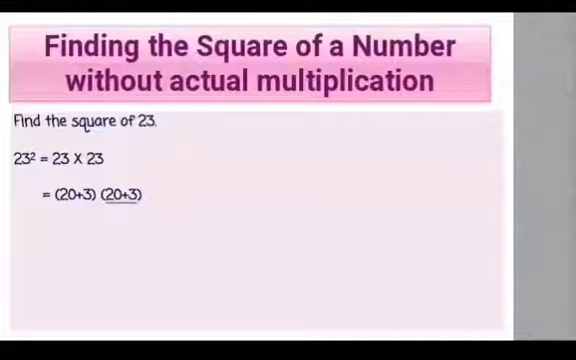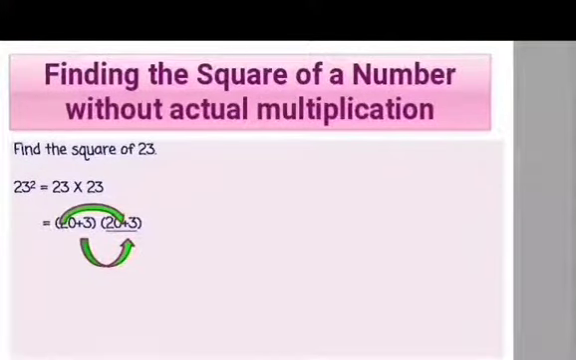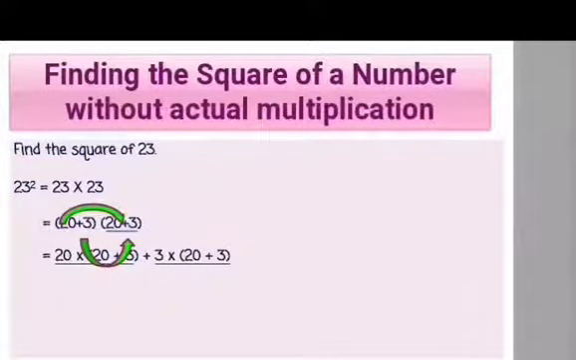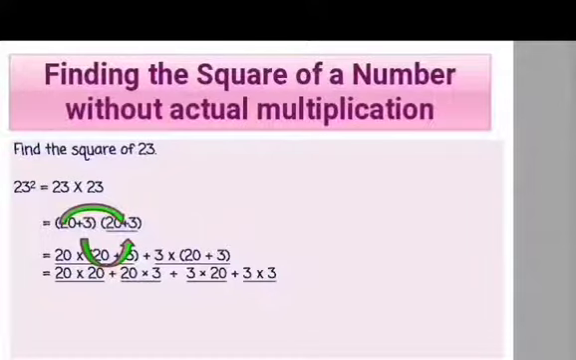Let's see how we can apply distributive property to find the square of a number. In such a case, I have a number with me, 23. 23 square is equal to 23 multiplied by 23. I'll find the expanded form of 23, which is equal to 20 plus 3. Now we will go for the distributive property, meaning 20 will multiply with 20 plus 3, then plus 3 will multiply with 20 plus 3.